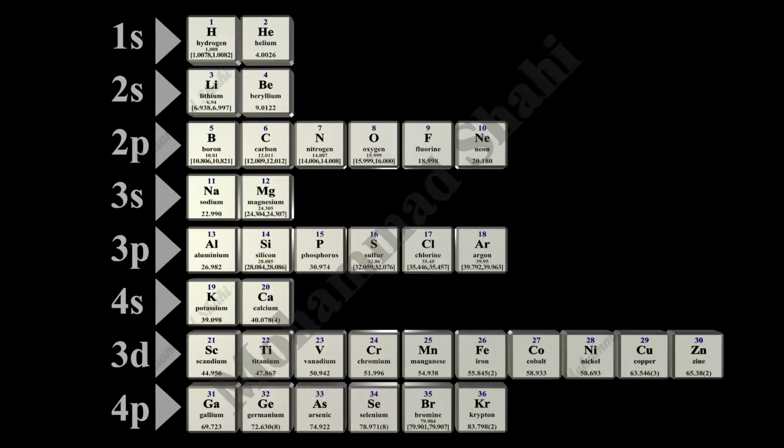Then we have the filling of the 4p subshell associated with six elements, gallium, germanium, arsenic, selenium, bromine, and krypton, with atomic numbers from 31 to 36.